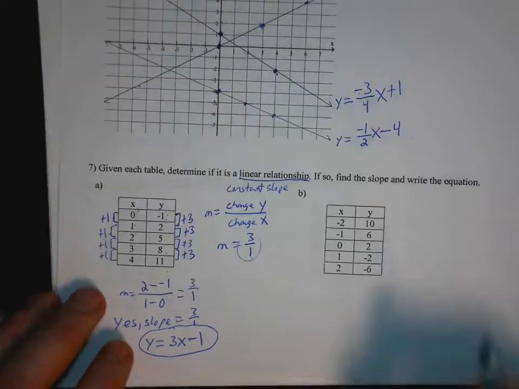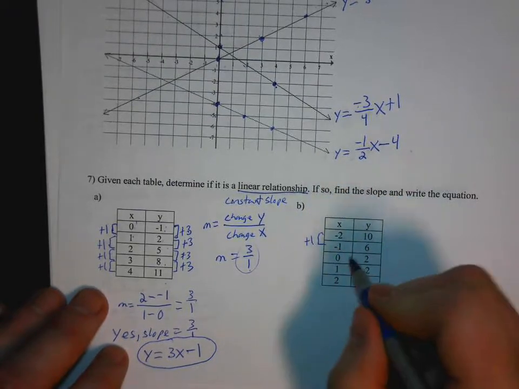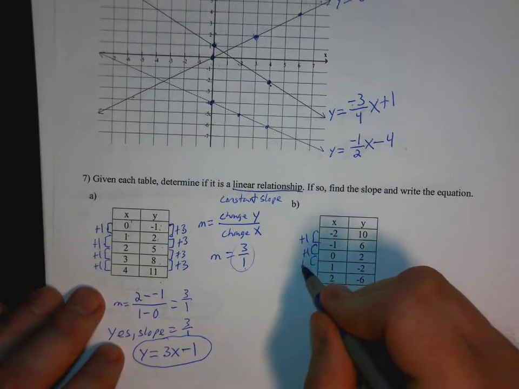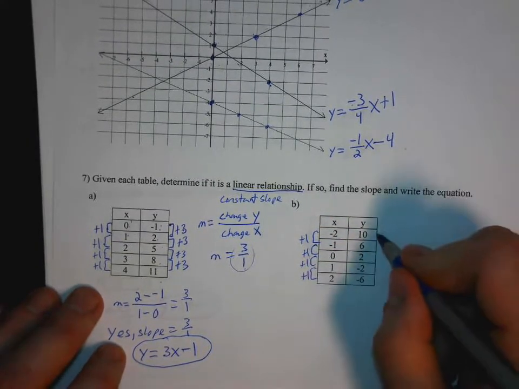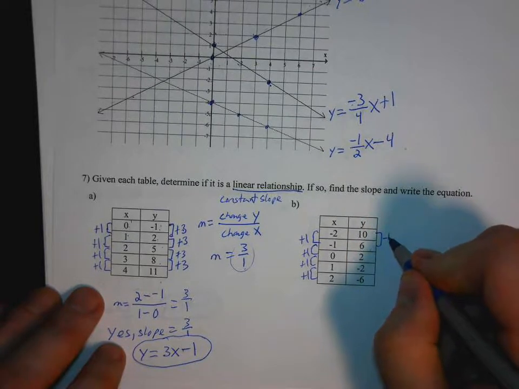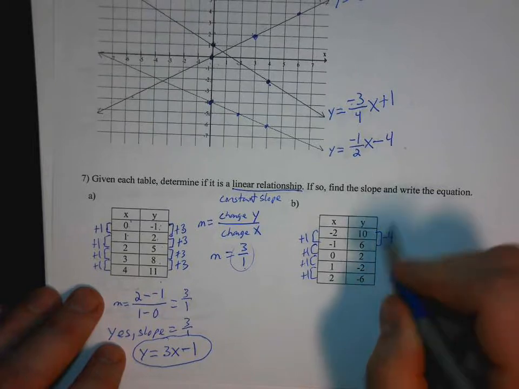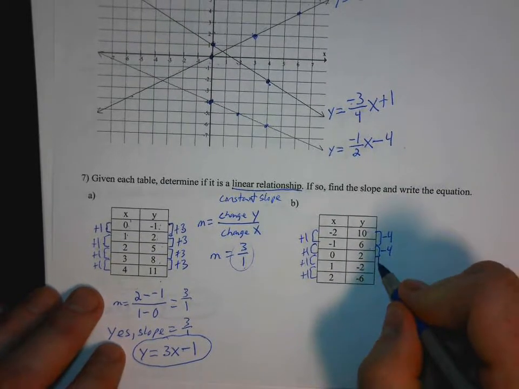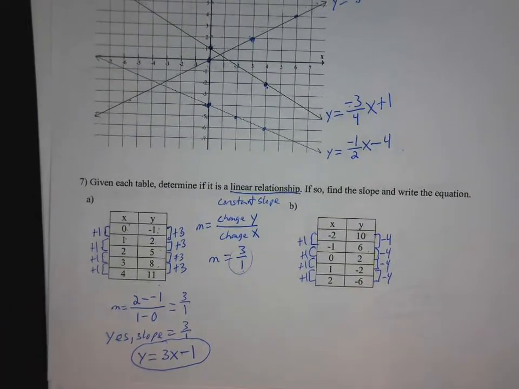Okay, and the next one, if we look at the x values, from -2 to -1, we add 1. From -1 to 0, we add 1. It looks like we keep on adding 1 to the x. The y values, from 10 to 6, we have to subtract 4. Notice that's the same thing as 6 minus 10 is -4. From 6 to 2, we subtract 4 again. From 2 to -2, we subtract another 4. And then from -2 to -6, we subtract another 4.